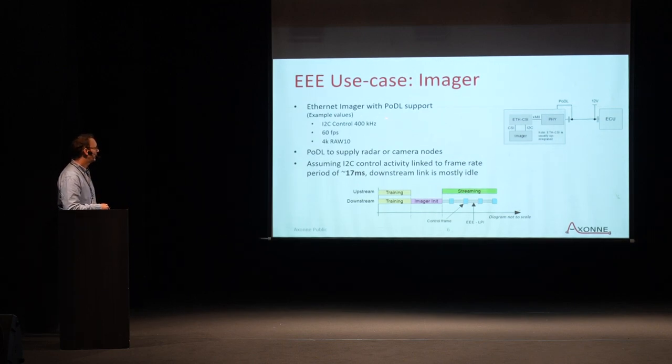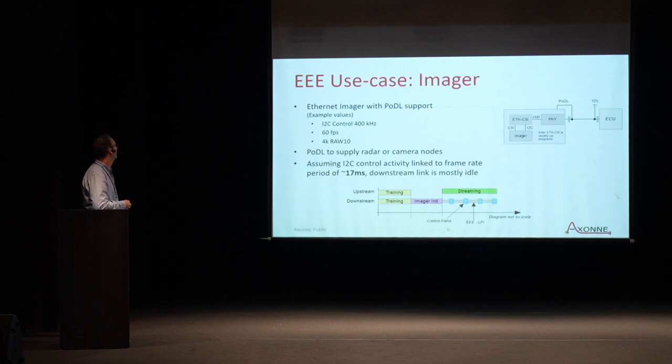So let's assume we have some imager scenario with the video out of the imager, and then there is some Ethernet to CSI conversion going on over Ethernet, so let's say 1722. The ECU sends control frames to control the imager, usually I2C. Let's assume just for the exercise that it's 400 kilohertz, 60 frames per second for raw video.